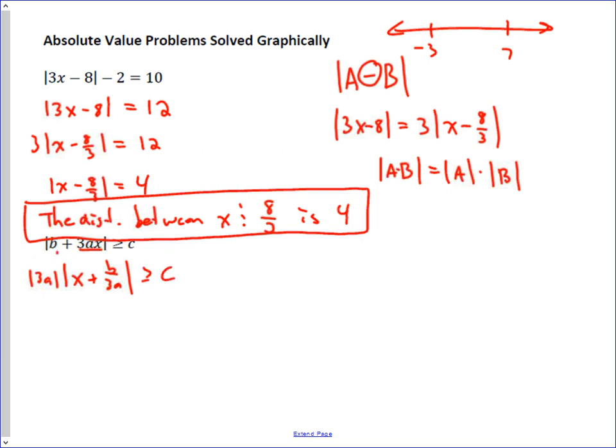Divide through by the 3a, and you get the absolute value of x plus b over 3a is greater than or equal to c over 3a. Remember, I said a is positive, so we can divide by it and not have to worry about it changing the inequality.